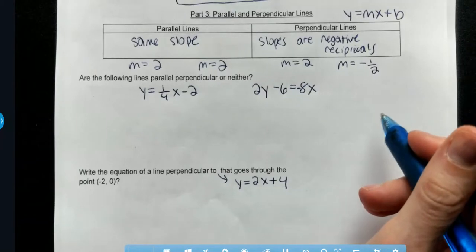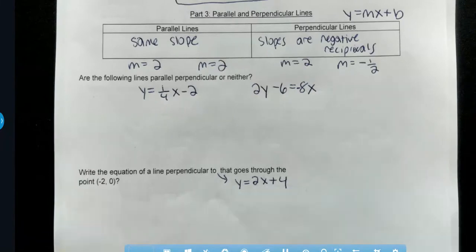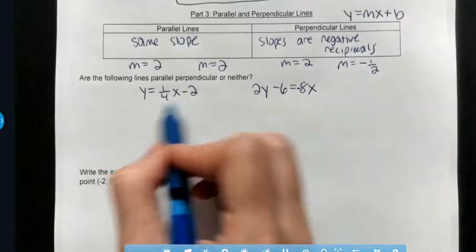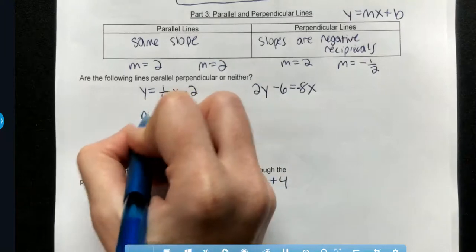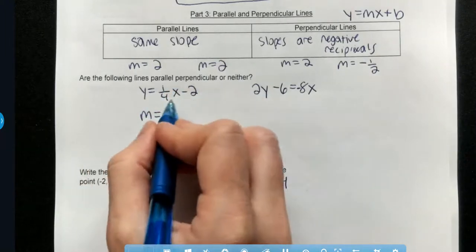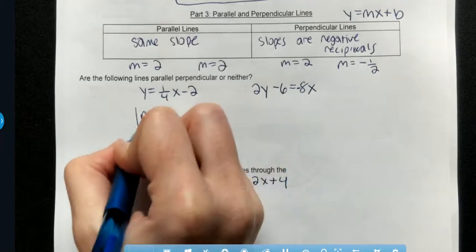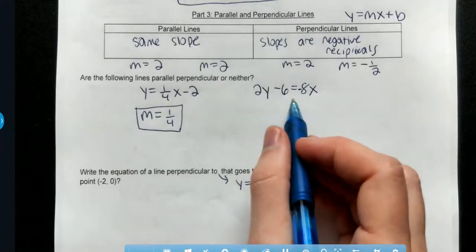All right. Are the following lines parallel, perpendicular, or neither? So let's see if we need to get them into our slope-intercept format to figure out the slope. Here we do not. It's already in slope-intercept form. So I'm just going to pull the slope because that's all I need to know. And my m is the coefficient in front of x. So my m is 1 over 4. All right, well, hang on to that. Let's look over here and compare the slope of this line.